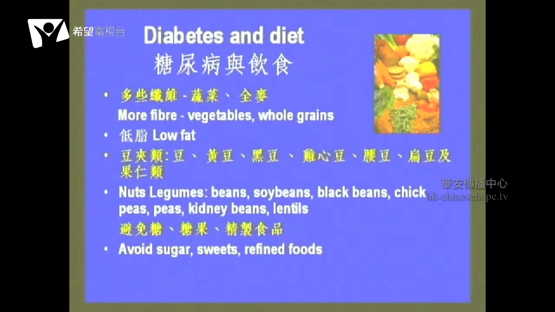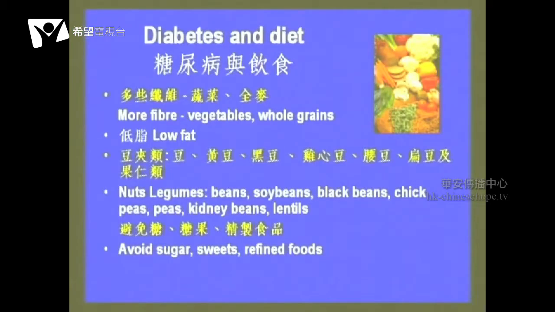So now let's talk about prevention. What is the best diet to prevent and treat diabetes? The main thing is related to fiber. So a person with diabetes should eat more vegetables and more fruits and more whole grains. And should eat a low-fat diet, mostly low animal fat.